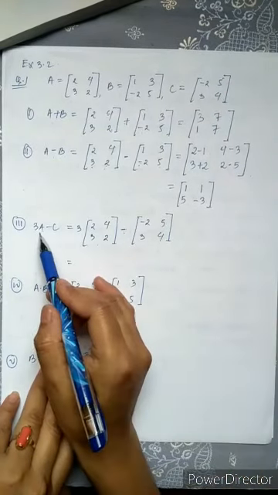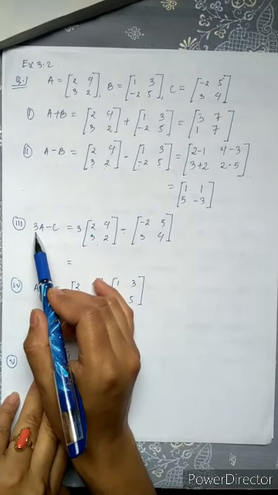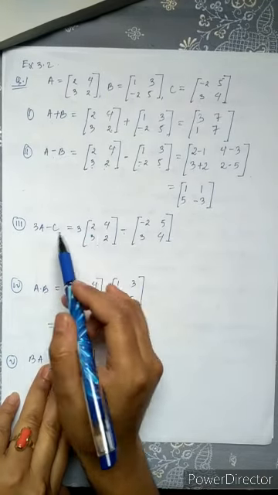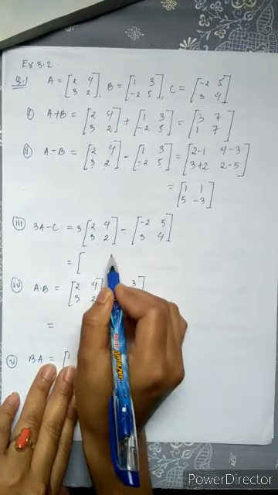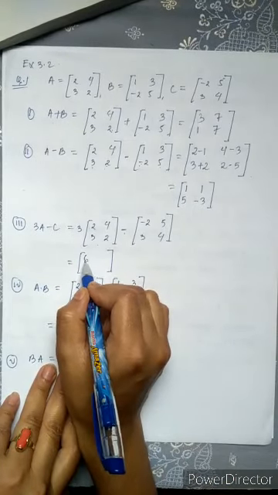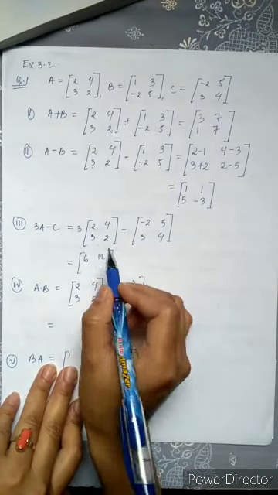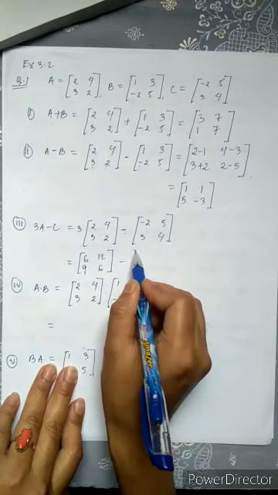First, 3 times of A. Scalar multiplication of the matrix A by the scalar 3 is obtained by multiplying each element of the matrix A by the scalar 3. So we have to multiply matrix A by 3. 3 into 2, 6. 3 into 4, 12. And 3 into 3, 9. 3 into 2, 6. This is 3 times of A.